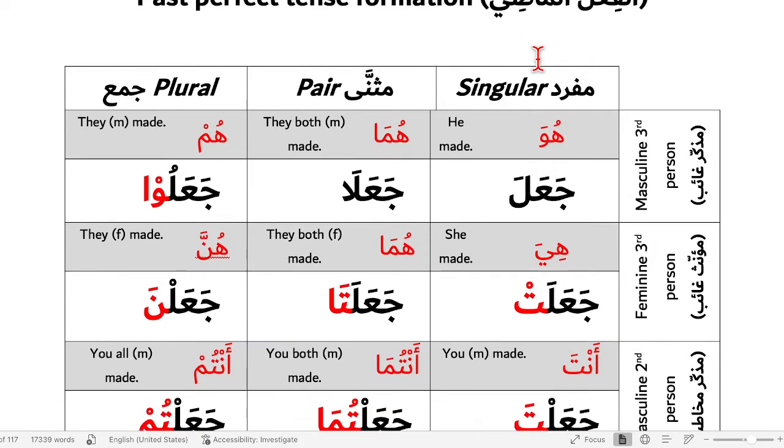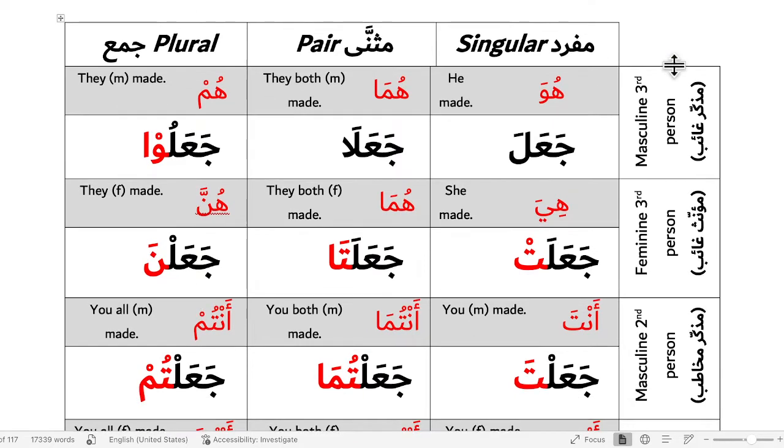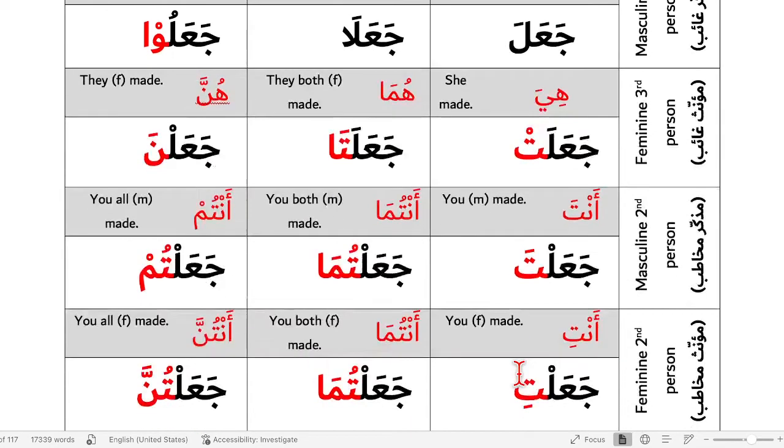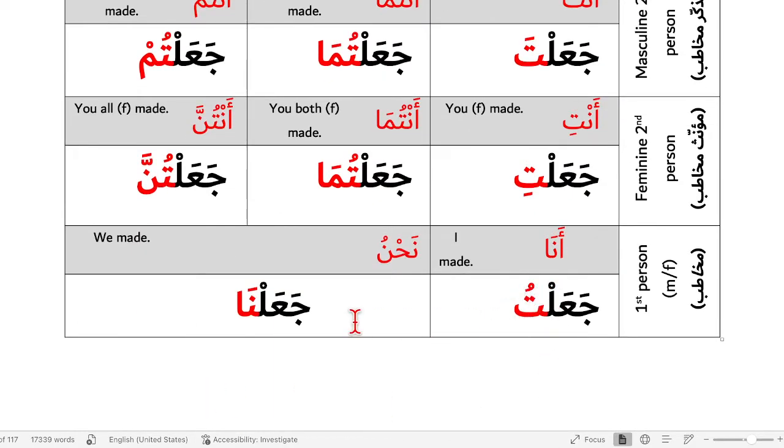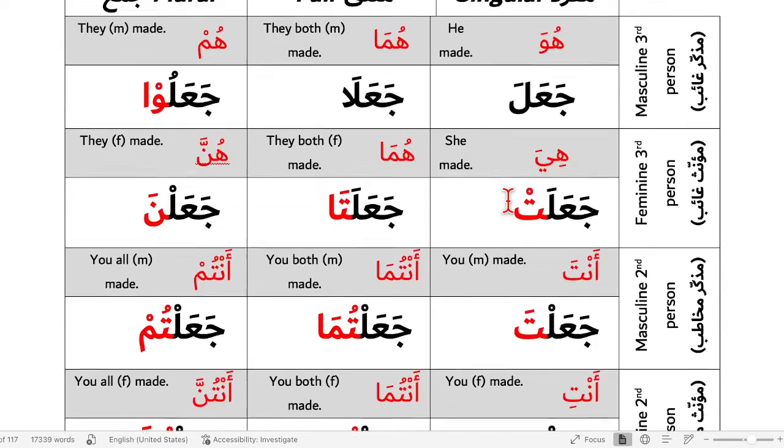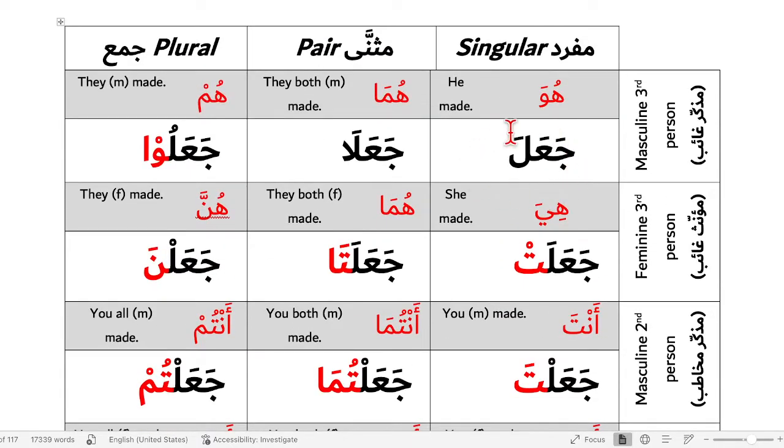We did the example of Ja'ala, which means he made. With huwa it's Ja'ala, huma Ja'ala, hum Ja'alu, hiya Ja'alat, huma Ja'alata, hunna Ja'alna, anta Ja'alta, antuma Ja'altuma, antum Ja'altum, anti Ja'alti, antuma Ja'altuma, antunna Ja'altunna, ana Ja'altu, nahnu Ja'alna. So with these 14 pronouns, this is how the formation of that three-letter verb changes.